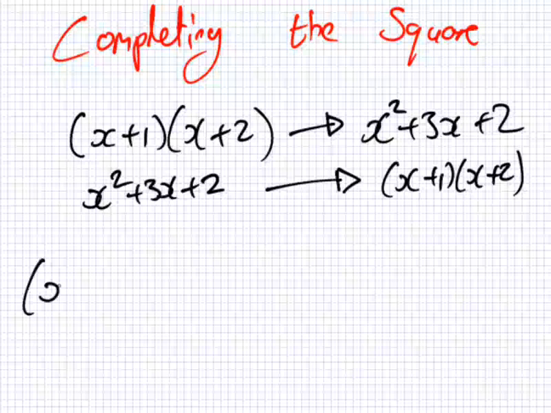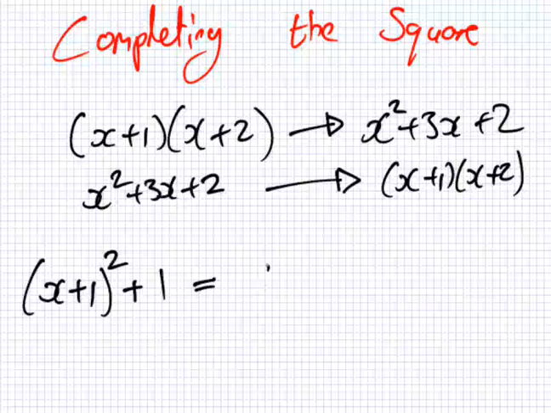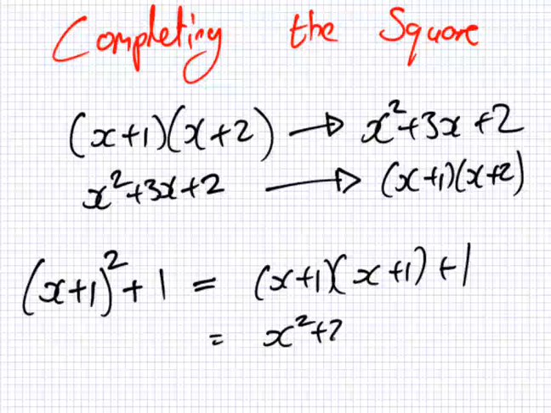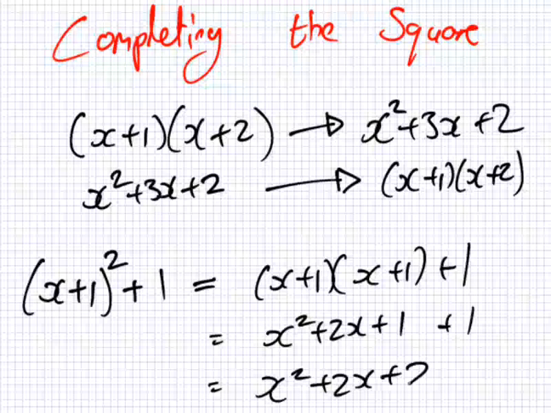Now there's another special form we could have. Have a look at this, for example. Let's expand this. So this is x plus 1 times x plus 1 plus 1. And we all know how to multiply this out. So this is x squared plus 2x plus 1 plus 1. This is x squared plus 2x plus 2. So again, the verb for going this way is expanding.